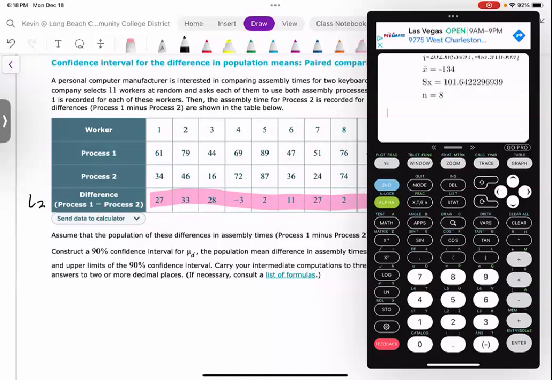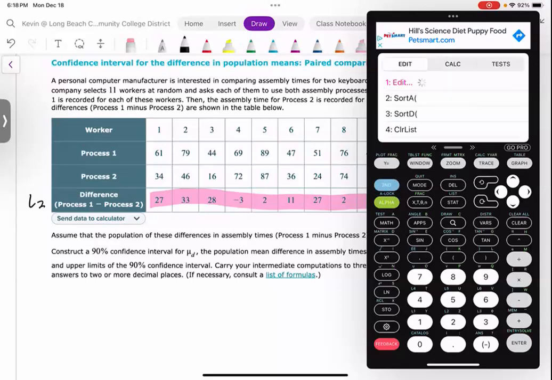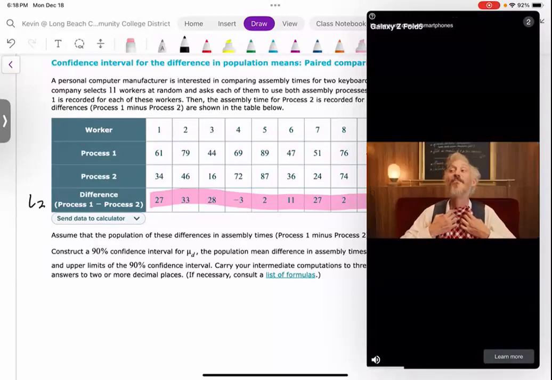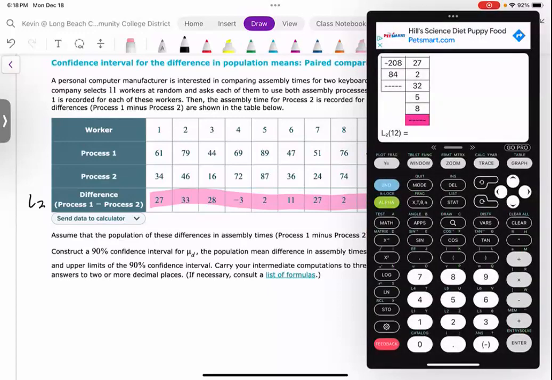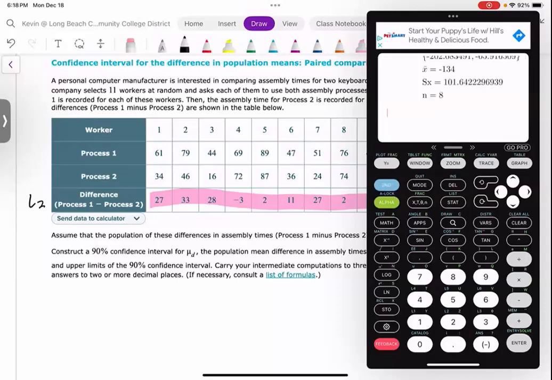And here we go. There is our something is not right. Let me make sure. Got my list 2. Sorry about this. Oh, I did it on list 1. It should be list 2. So let's run it again.